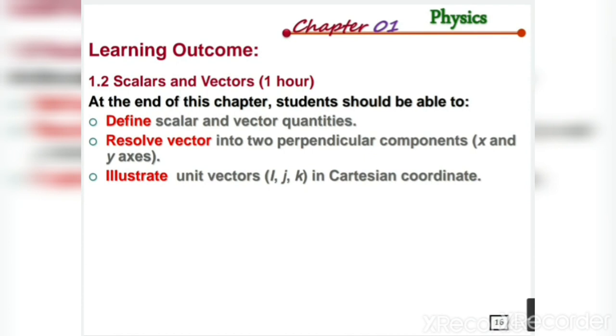Learning outcome 1.2 Scalars and Vectors. At the end of this chapter, students should be able to: first, define scalar and vector quantities. Next, resolve a vector into two perpendicular components, x and y axis. Illustrate unit vectors i, j, k in Cartesian coordinates.